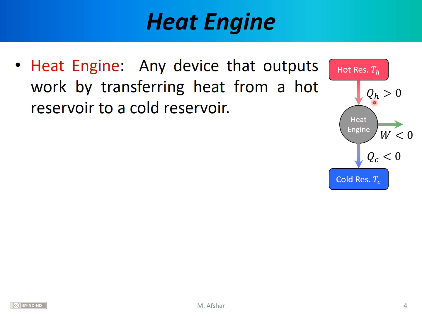Notice in this case, QH is a positive quantity because it's an input into the system. We also have a transfer of thermal energy from the heat engine to the cold reservoir. This is an output relative to the heat engine, and therefore QC is negative. There's also an output of work. When work is output, the energy of the system goes down. That tells us that W must be negative. So a heat engine performs negative work, as we've discussed before.